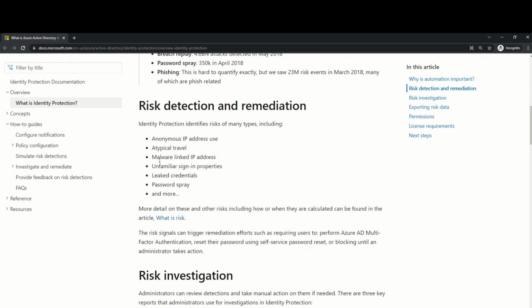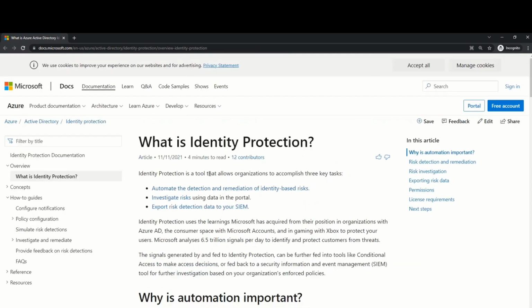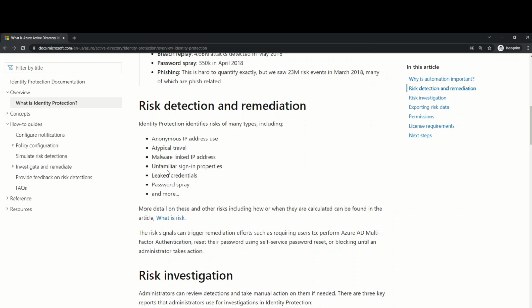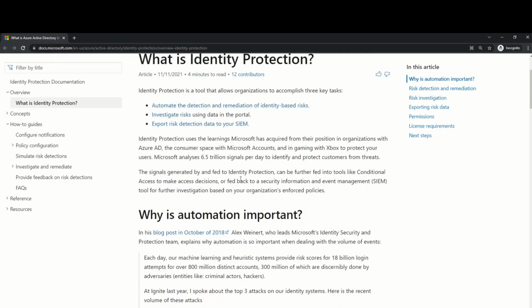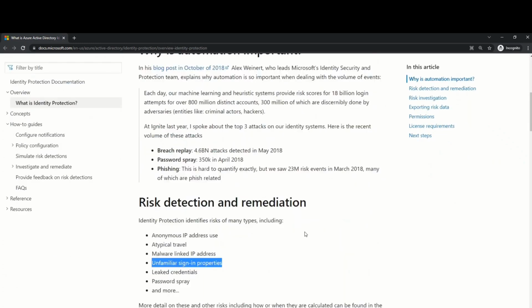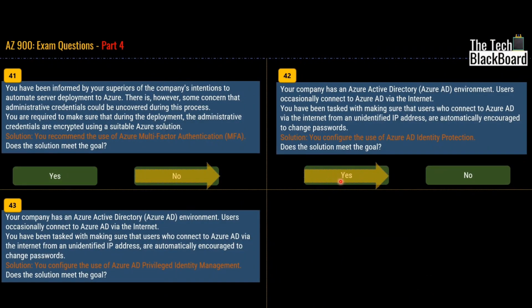So keep in mind what all is provided by Identity Protection. If the question takes a twist and instead of anonymous IP address it asks you about a malware-linked IP address, or maybe leaked credentials, or maybe unfamiliar sign-in properties, then you know that in all those cases you have to go for Microsoft Identity Protection. Thus the correct answer is a yes.